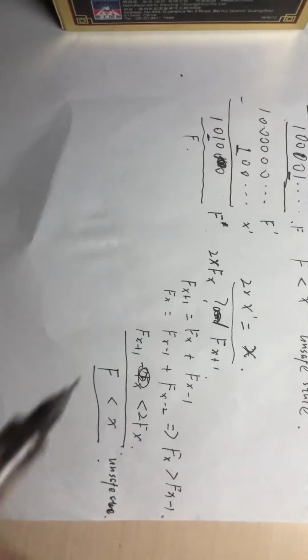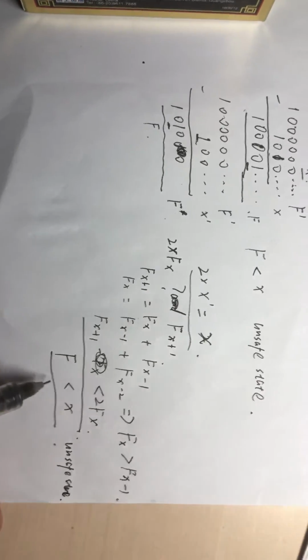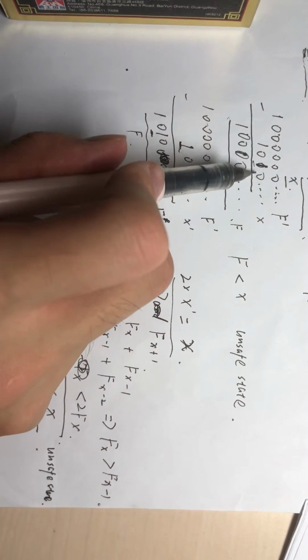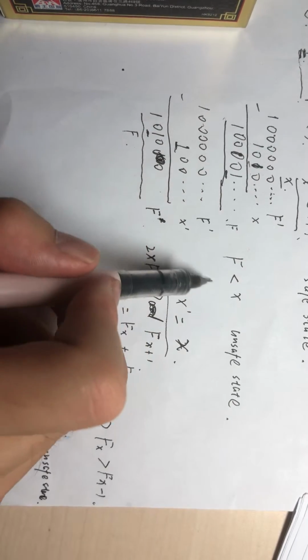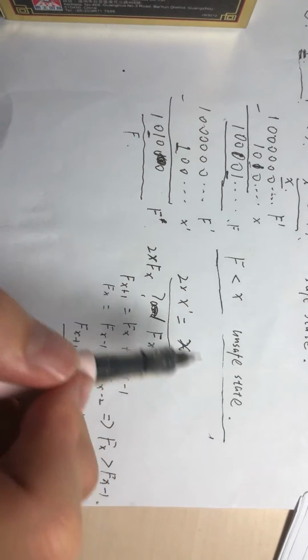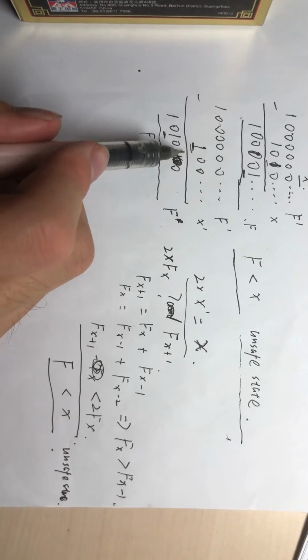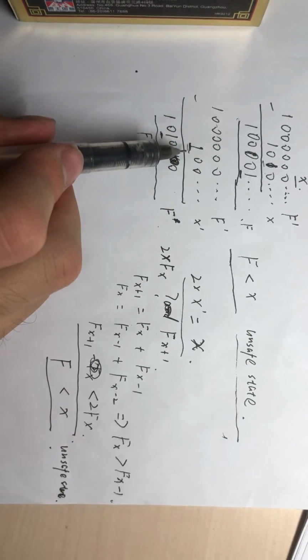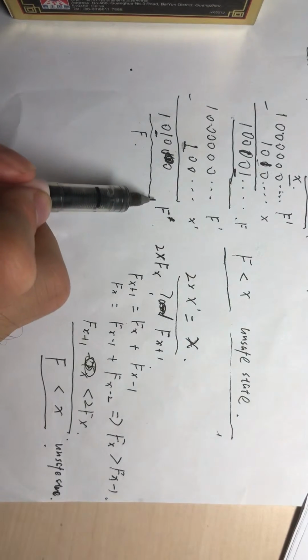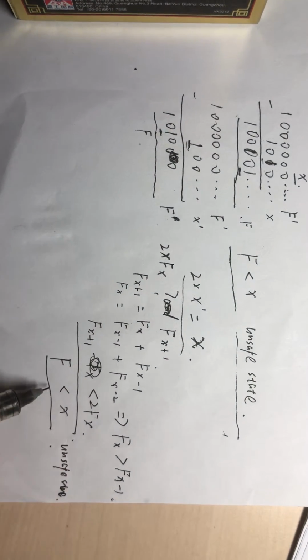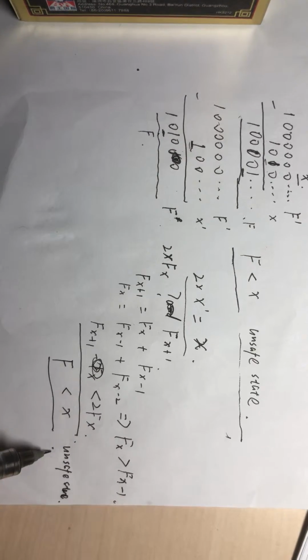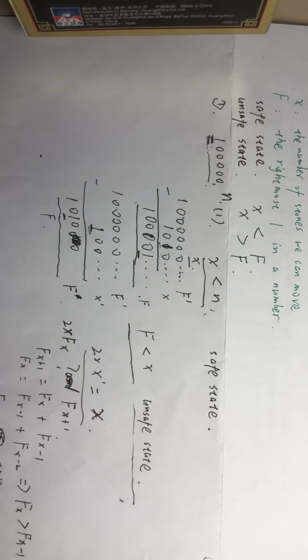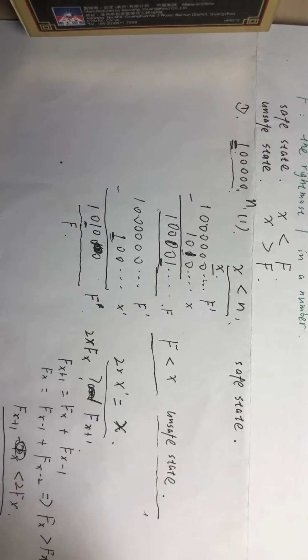We consider the two conditions. The first one is there's 1 behind the leftmost one, and it's definitely an unsafe state. And if there's only 1 left in there, the remaining part will be like this, and f is still smaller than x. It's an unsafe state. So we prove that under the safe states we can make it unsafe.